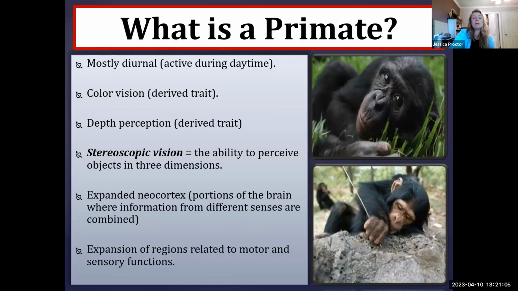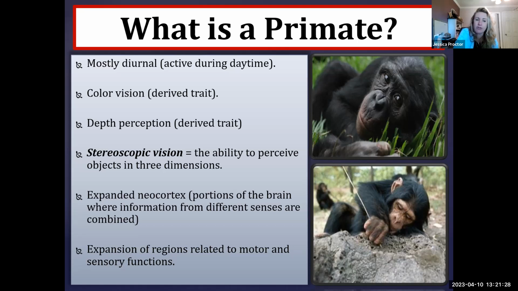The vast majority of the primate order are what we call diurnal. So diurnal just means that they're active during the daytime. The only exception, again, some of the lower order strepsirrhines are nocturnal, and then the tarsiers are also nocturnal. But the vast majority of the primate order is diurnal.